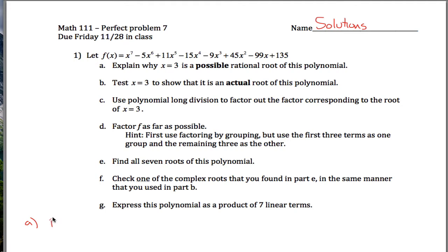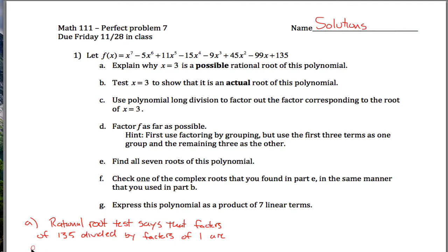The reason why is because the rational root test says that factors of the constant term 135 divided by factors of the leading coefficient, which is 1 in this case, are possible rational roots. Something to that effect is perfect.